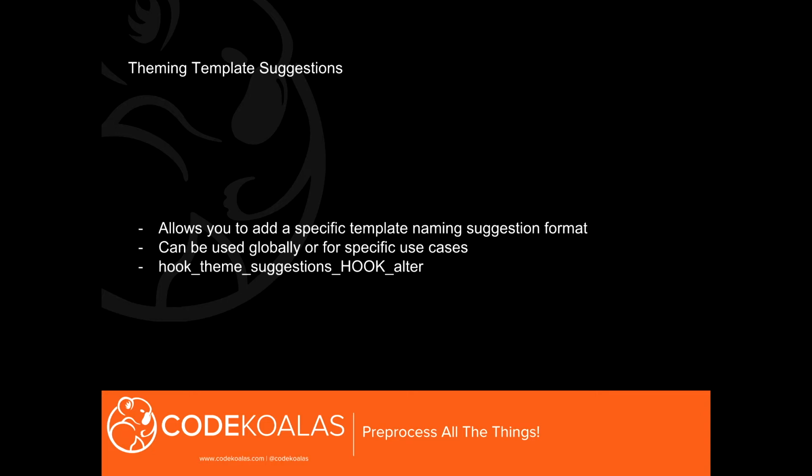So let's look that over. These can be used globally, so you can just say any node template should have this word in there, or you can be specific, like I was saying. So the format of these functions is hook_theme_suggestions_HOOK_alter. I know that's a little confusing, but it's not theme name, it's just hook, which could be your module name or your theme name. Then theme_suggestions_HOOK, which will be the theme hook that you're trying to change, then alter.